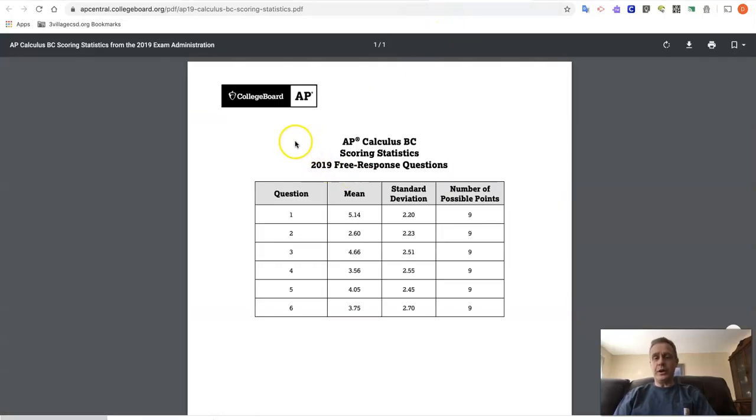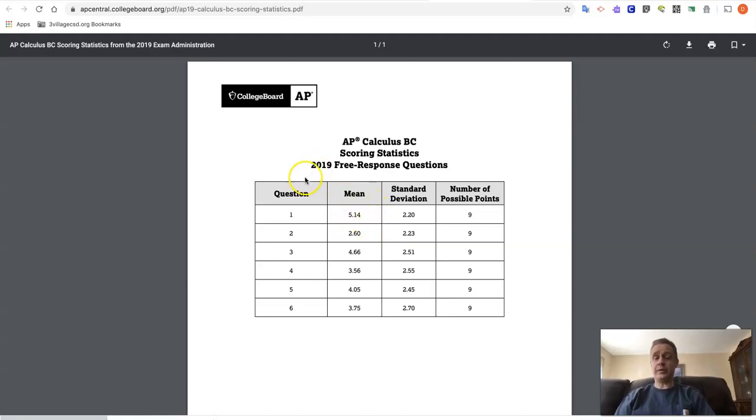Before we actually look at the question itself, I wanted to just show you guys the mean scores for the different free response questions on the 2019 exam. Yesterday, my prior video was question number 1. The average there out of 9 was a little more than 5, and that was actually the best average score on all the free response questions from last year's exam.